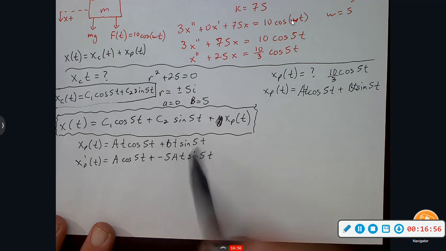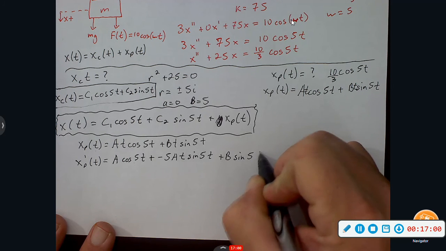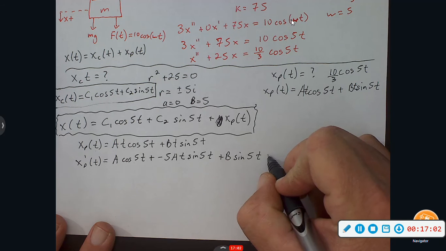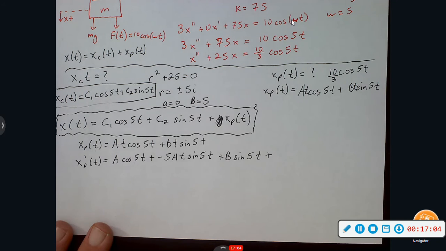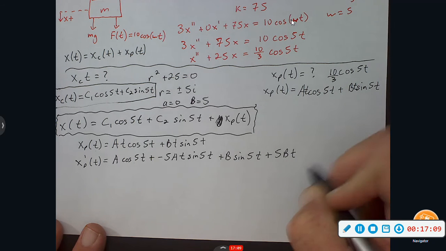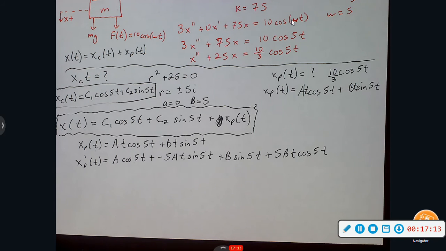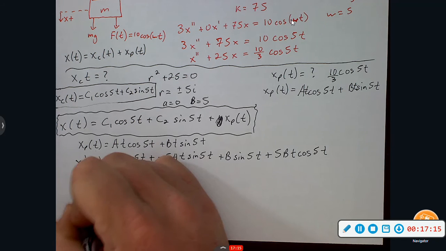Now the derivative of bt. So again, I like to take the derivative of t first. Personal preference. Sine turns to positive cosine. So 5 comes out. All right, I think we're looking good so far. Let's move on to the second derivative.